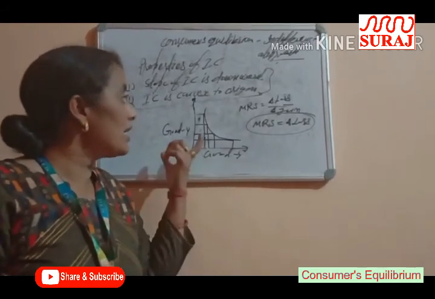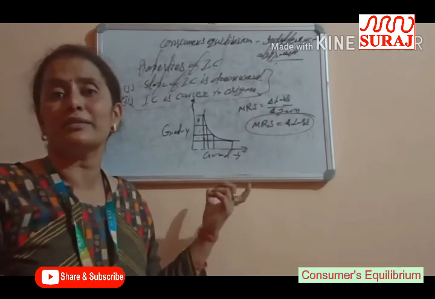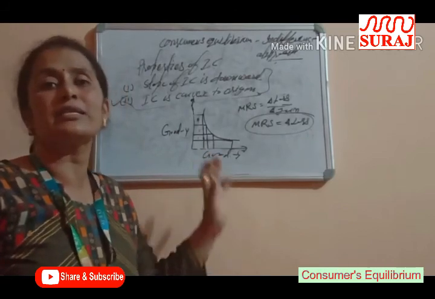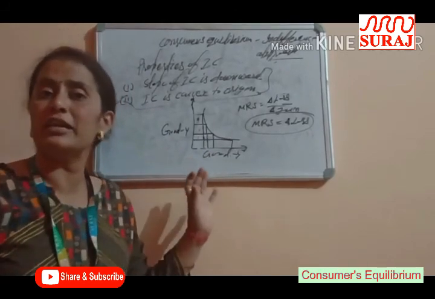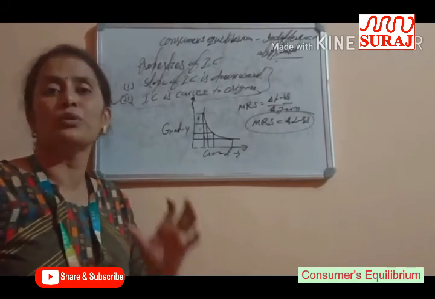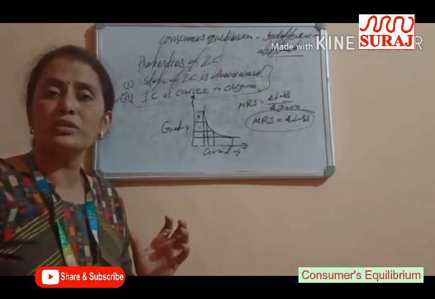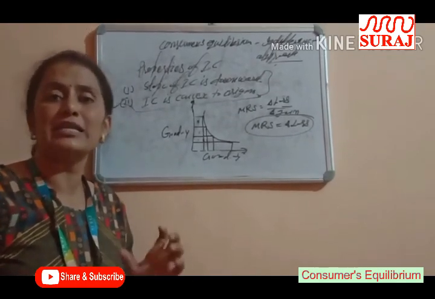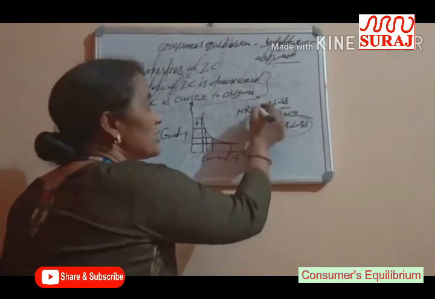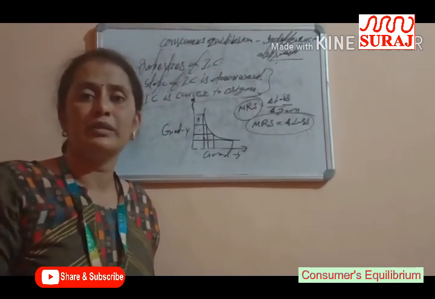As well, the IC curve cannot intersect the x-axis and y-axis. It means the IC curve will never intersect or touch the x-axis and y-axis because the consumption level can never be zero. So these are the two properties of IC: the IC slopes downward, and it is also convex to the origin. The convexity depends on the marginal rate of substitution, right?